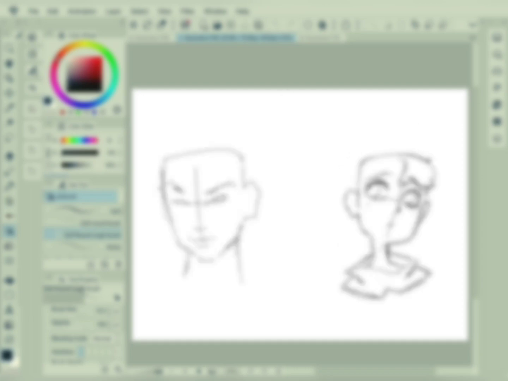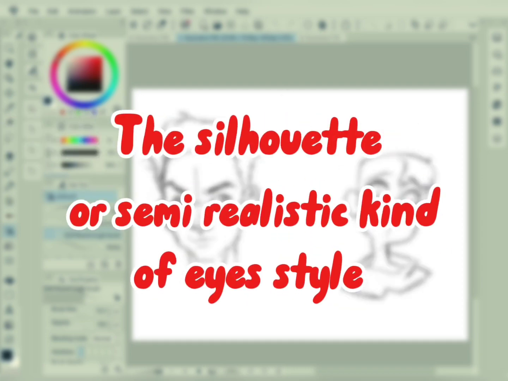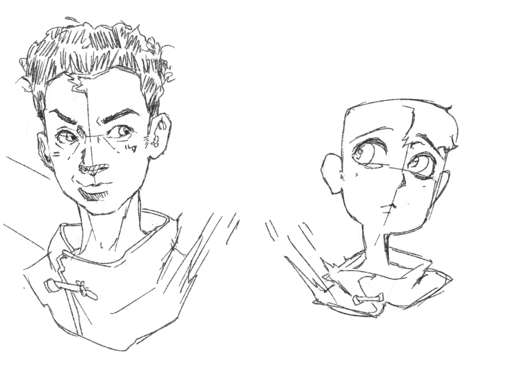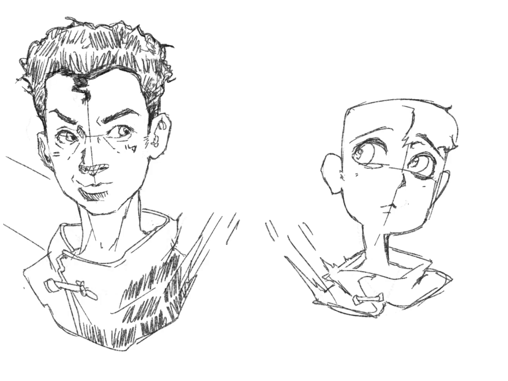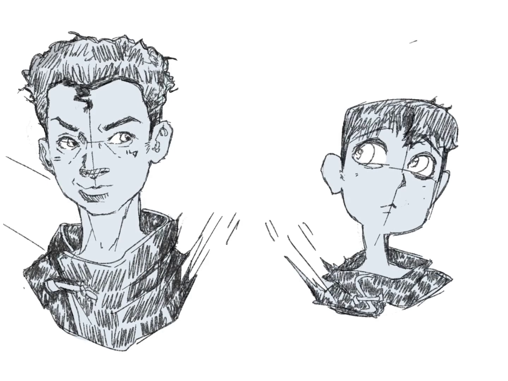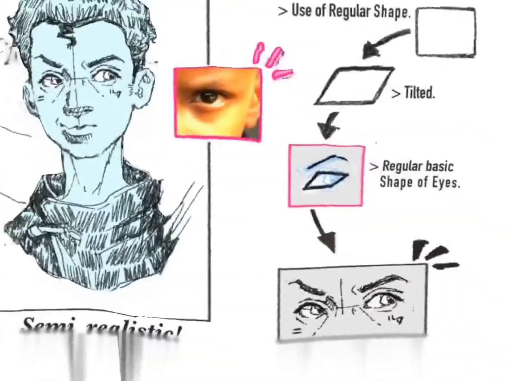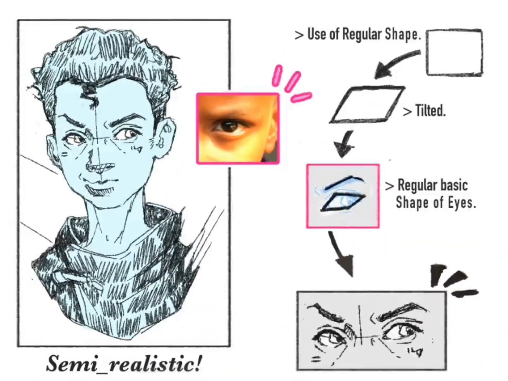Now, considering the semi-realistic kind of eye style, this style often mimics real-life human eyes in a sense, but it often uses some common regular shapes to structure it. Eyes like those of anime, manga, and high class animations such as Arcane make use of this kind of style. Now for the realistic eyes drawing process. This process is done by drawing a square shape using the Clip Studio Paint CSP transformation tool. Tilt the shape of the square toward the right side, and with that we now have a regular basic shape of eyes, which we can now use for the eyes of our character.